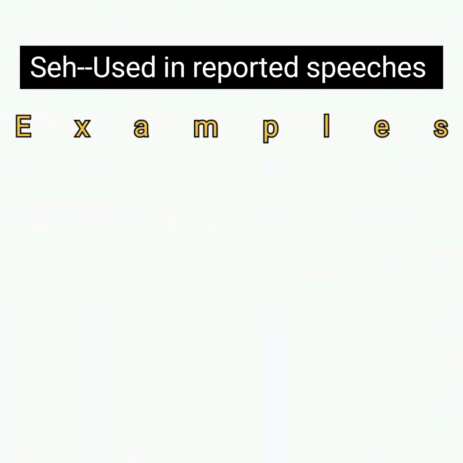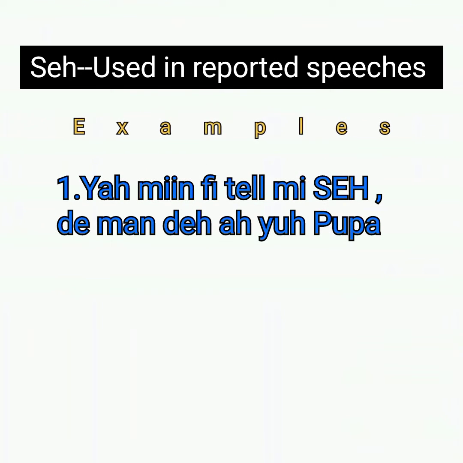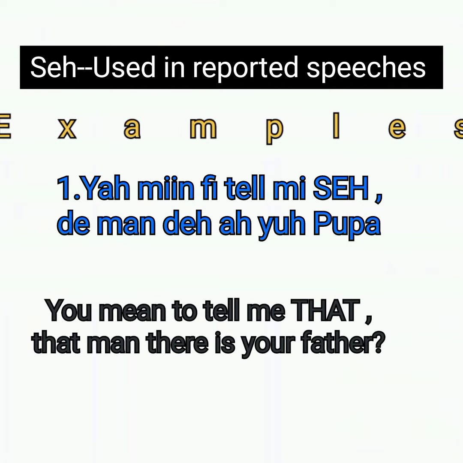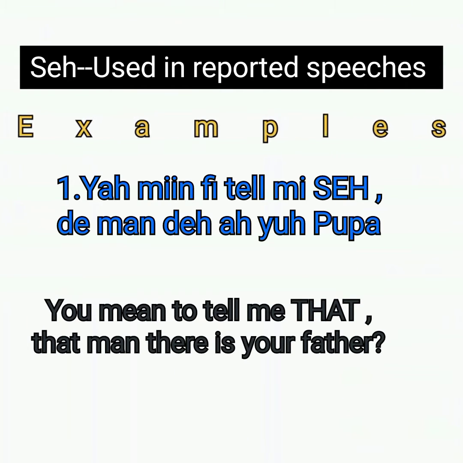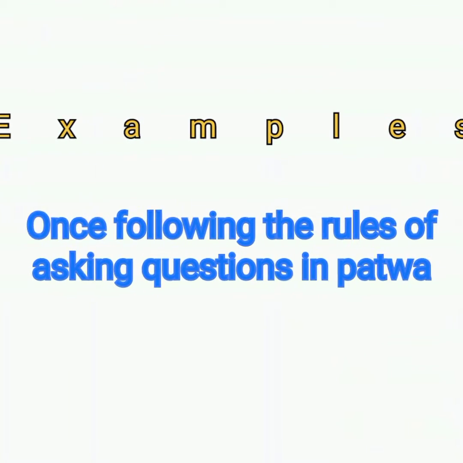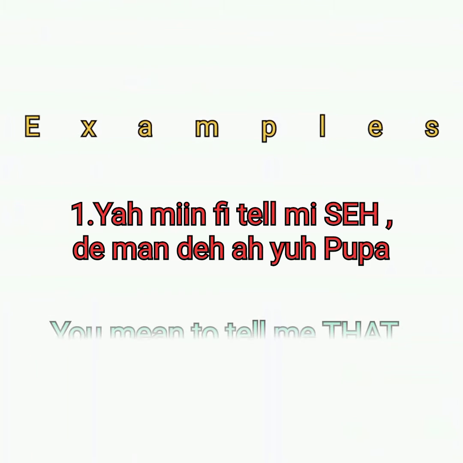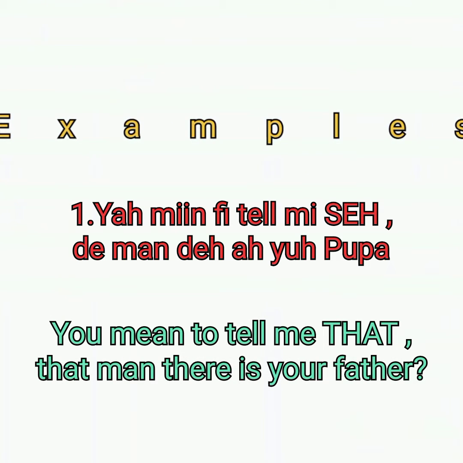Now, let's just do it. Example number one. "You mean if you tell me say the man there are your pooper." Which means, do you mean to tell me that this man or that man is your father? Because this is a question, and it's on how to ask yes and no questions, this wouldn't be something difficult.